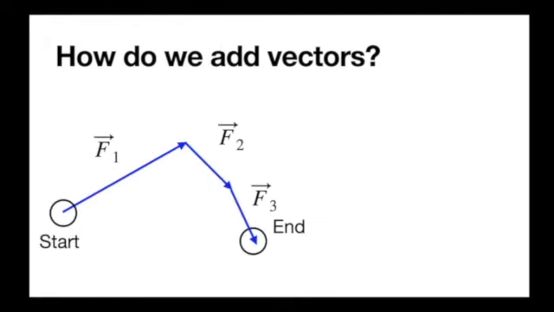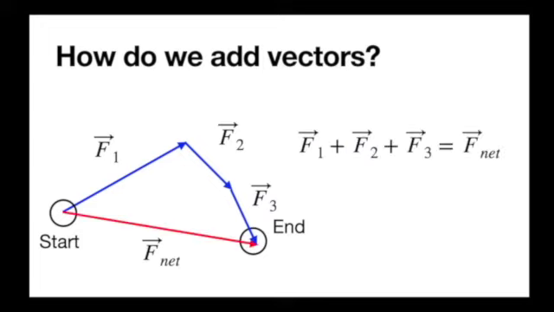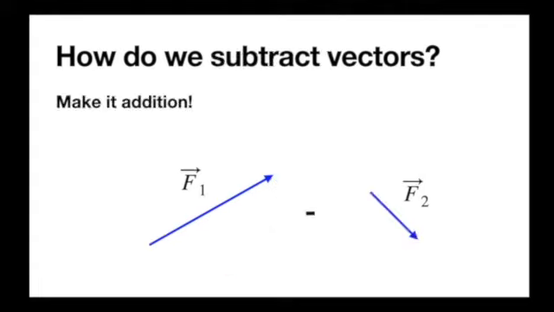How do we add them together? Well, tip to tail. Graphically, if we're adding vectors, you take one and put the other one starting where that one ended, and so on and so forth, and then just connect them from the start to the finish to get your F net.